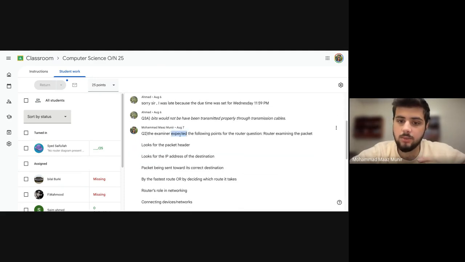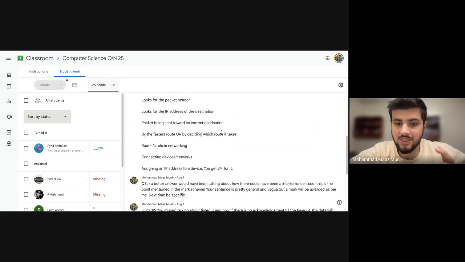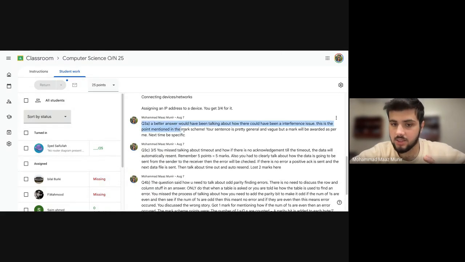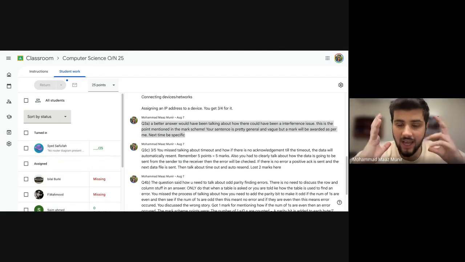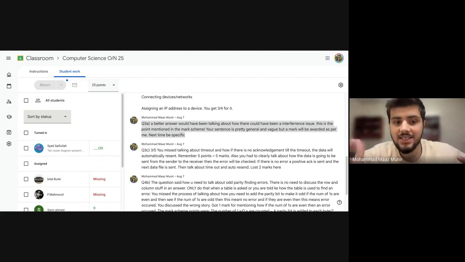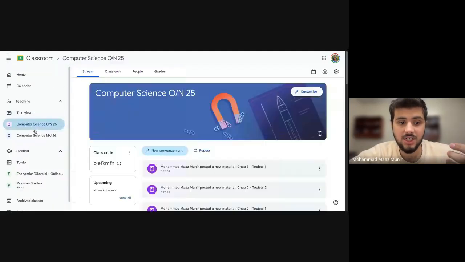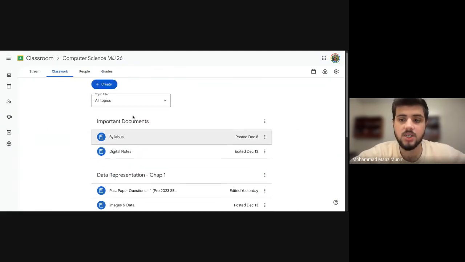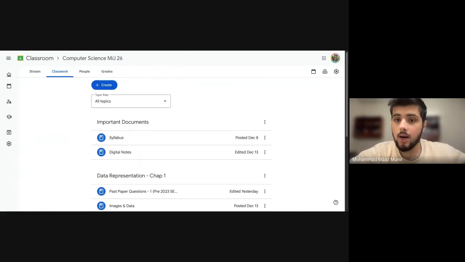Hey bro, question number 2, examiner expected this. And now this is really important because अब देखो, even though I gave him a mark in this question, I said that your sentence is pretty general and vague. A mark will be awarded as per me, but next time be specific. So now when I tell this, now the student now at this point has an idea कि okay, exam में मैंने इतना vague नहीं जाना. So the purpose of having these tests and quizzes is not to test you guys. It's just for the purpose कि यार आप लोग को अच्छे से समझ आ जाए कि okay, how do I need to approach a specific question? Now this is really important, and inshallah it's there for your own benefit.